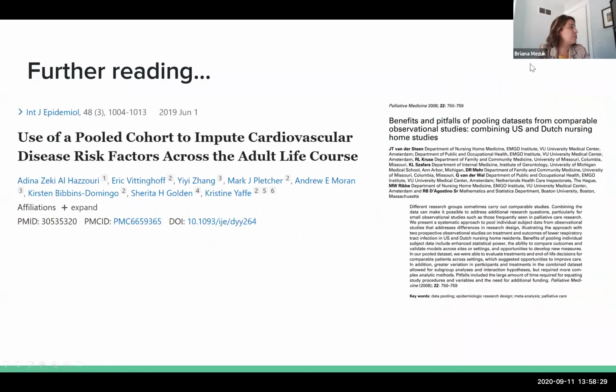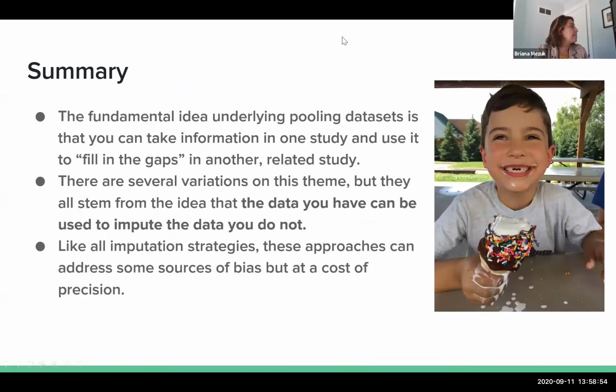And the last slide is just this paper that is on Canvas, the Hazuri paper. And then here's another paper that I'll also put on Canvas that talks about different types of ways to pool data, a much more cautionary tale, I would say.